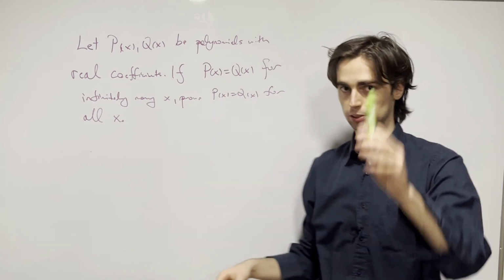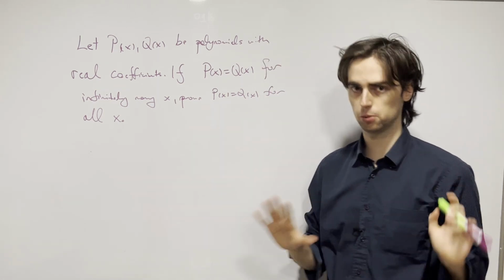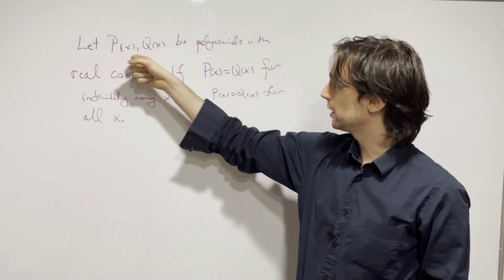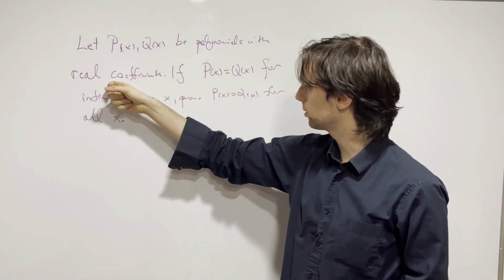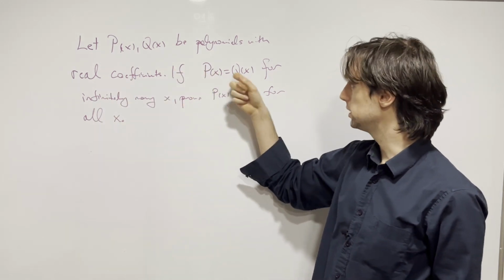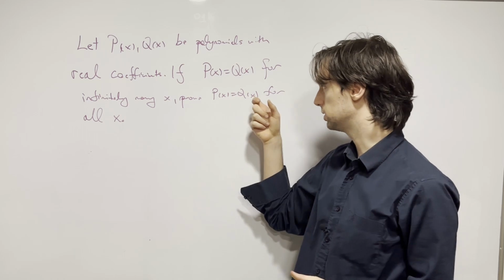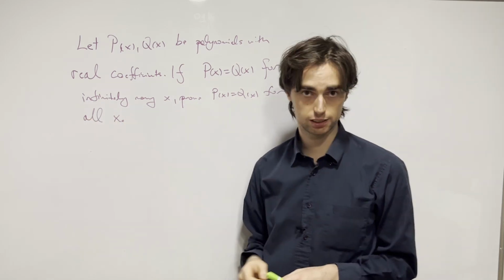Hello fellow problem solvers. Today we're going to be doing a simple introduction to polynomials, and we're going to start off with this problem. Let p of x and q of x be polynomials with real coefficients. If p of x is equal to q of x for infinitely many x, prove that p of x is equal to q of x for all x.